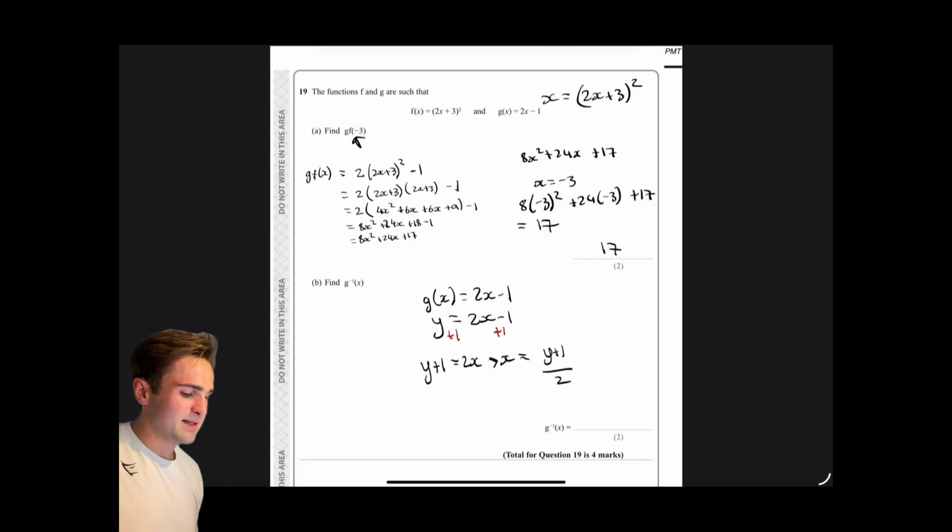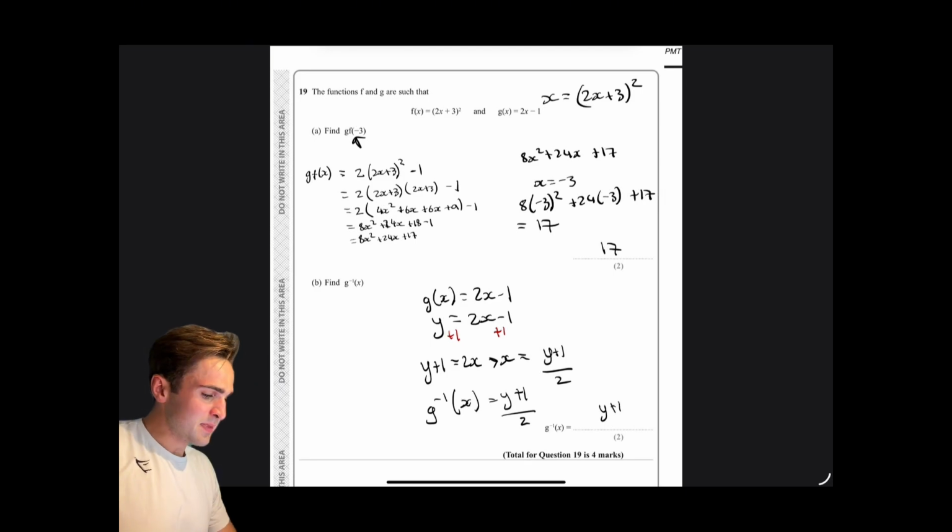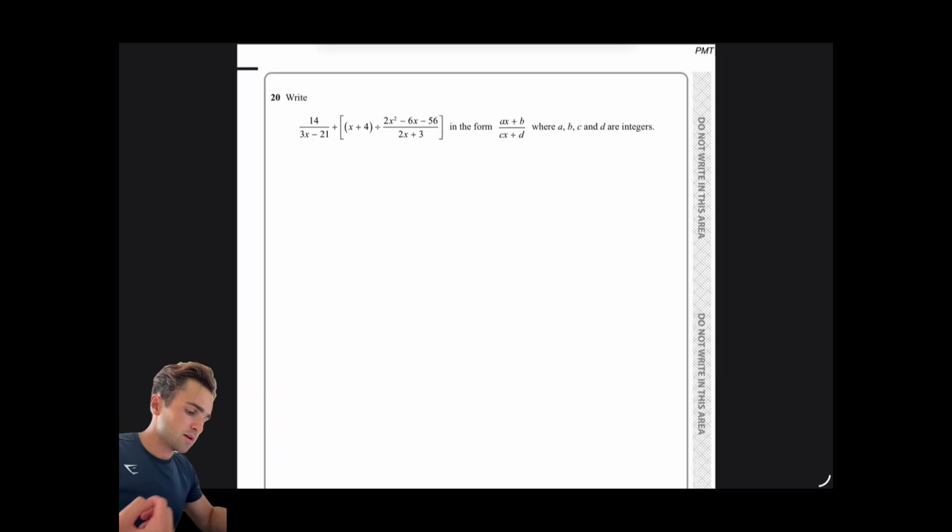And then g minus 1 of x is that, right? Equals y plus 1 over 2. So it's just rearranging the formula. So we get y plus 1 over 2. That's 19 done. So question 20, we have a big lot of factorising to do.